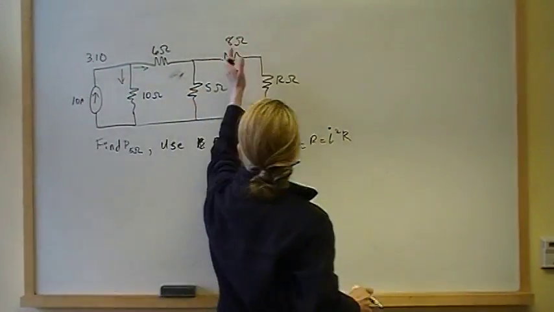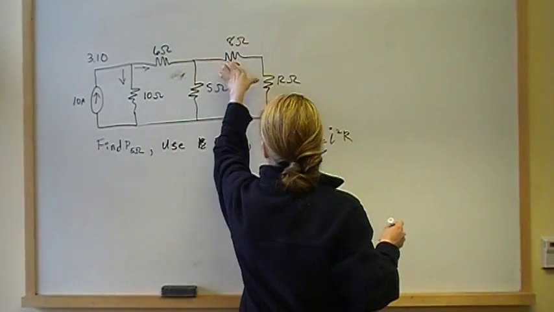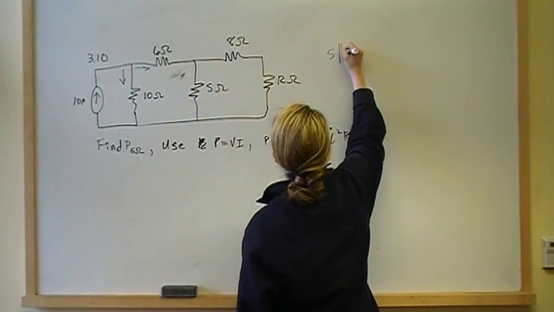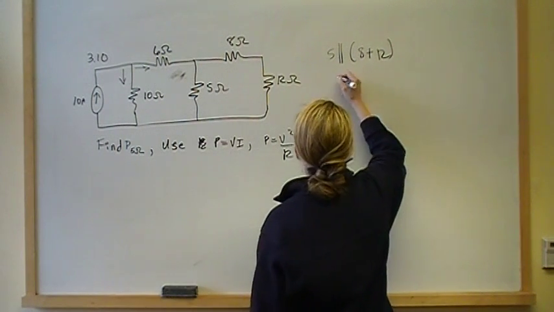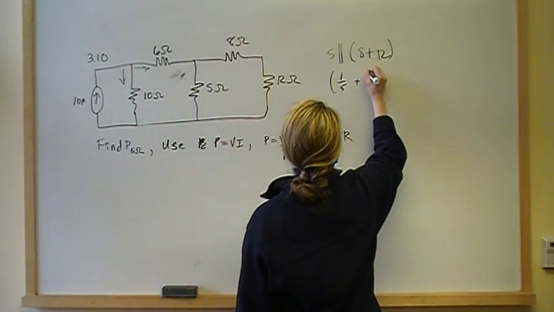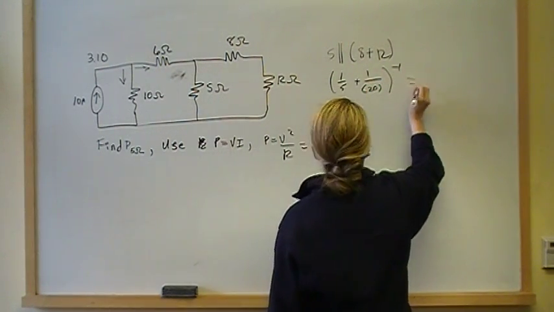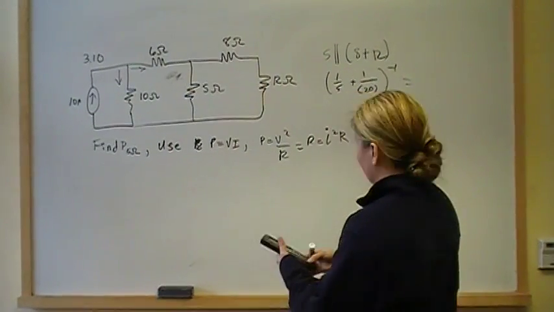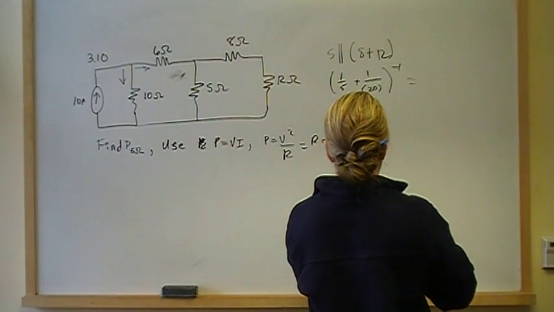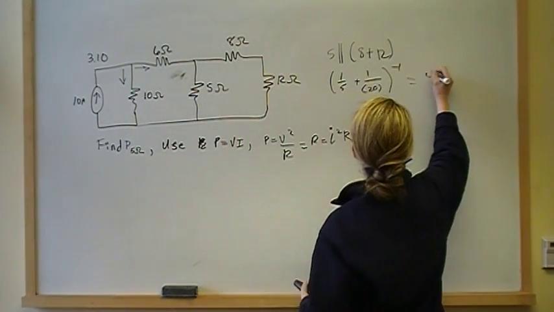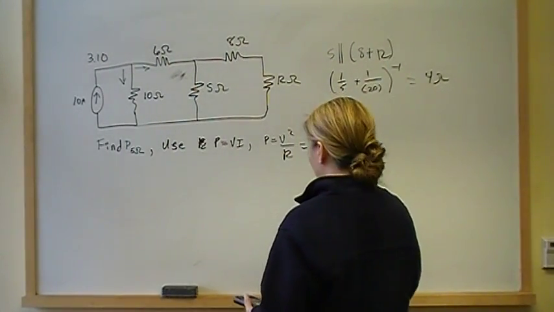So taking from here to here, this is in series, and it's going to be in parallel with these two. So we have 5 in parallel with 8 plus 12. That's going to be 1 over 5 plus 1 over 8 plus 12, which is 20, and then the inverse of that. So 1 divided by 5 plus 1 divided by 20. This gives me 4 ohms. And as a reality check, 4 is less than 5, 8, and 12, so I feel good that that's probably the right number.